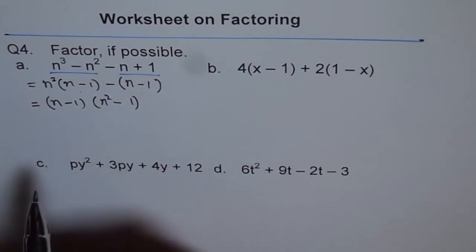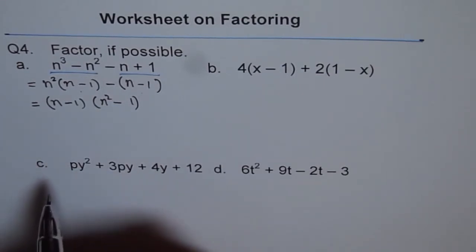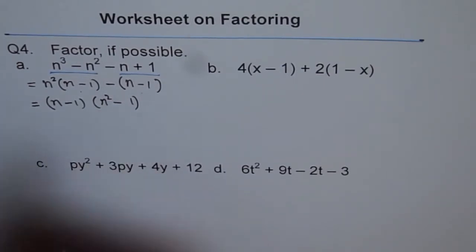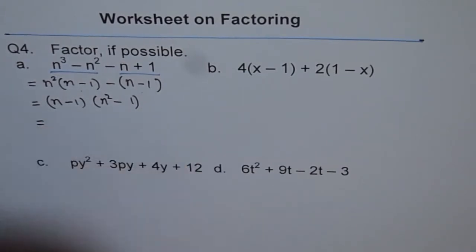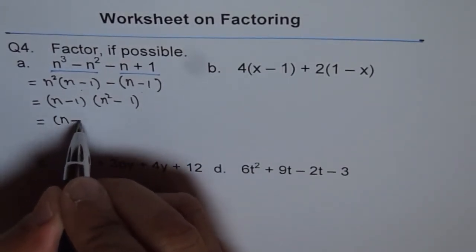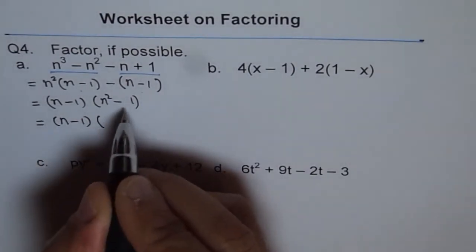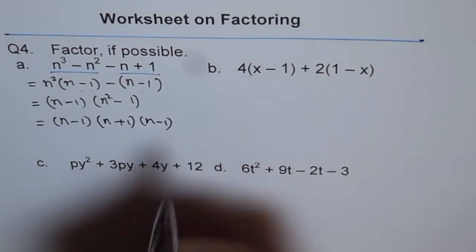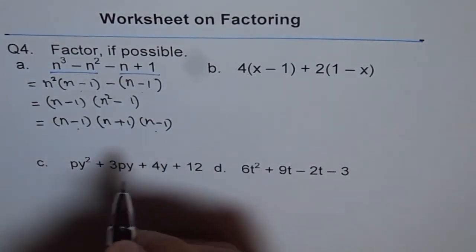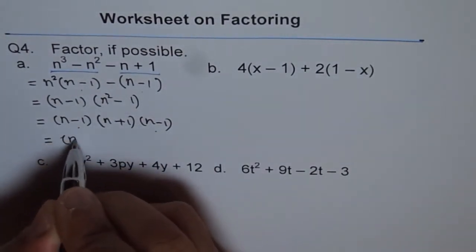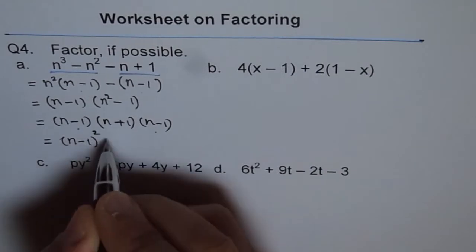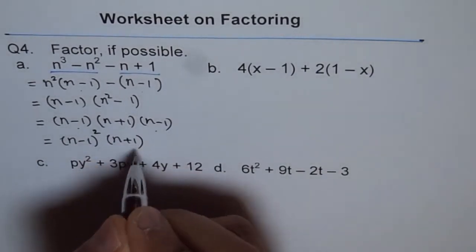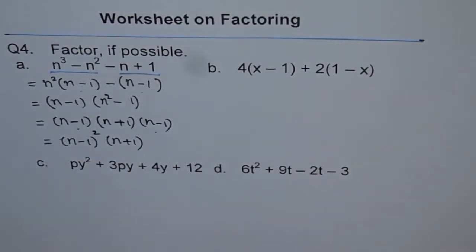N square minus 1. Does that remind you of something? It's kind of difference of squares, right? So it can be further factored. So we should write this as n minus 1 times difference of squares, which is n plus 1 times n minus 1. Now we get 2 n minus 1 factors. So it is better practice to write this as n minus 1 whole square times n plus 1, right? So that is our final answer for A, right?